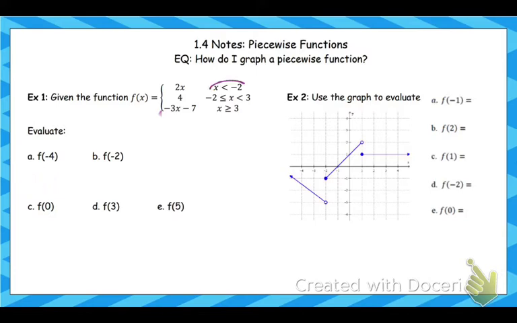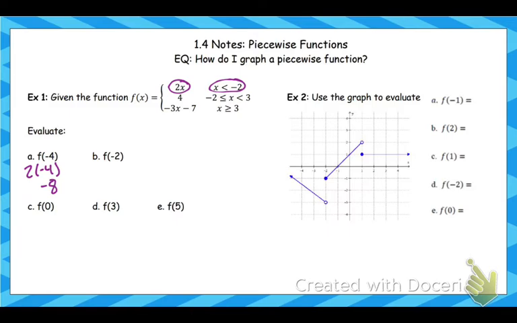I've got 3 different domains here, and I need to figure out which one negative 4 is going to fall in. Negative 4 is going to fall in the top domain, because when x is less than negative 2, that includes negative 4. Once we know which domain we're using, we plug negative 4 into that equation. So 2 times negative 4 gives me negative 8.